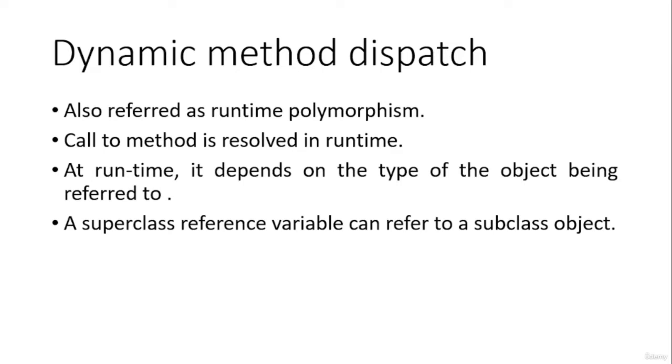Dynamic method dispatch is there in Java, which allows us to have a runtime calculation of which method to be invoked while doing overriding, either the superclass or the subclass. It depends upon the type of the object being referred, not the reference variable type. So this is the dynamic method dispatch.